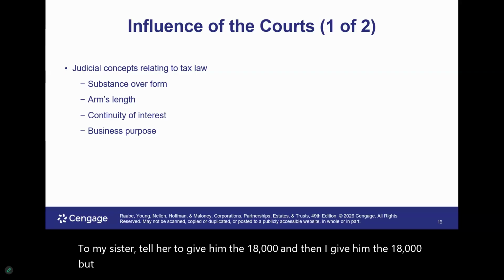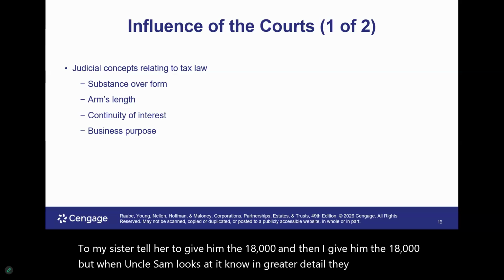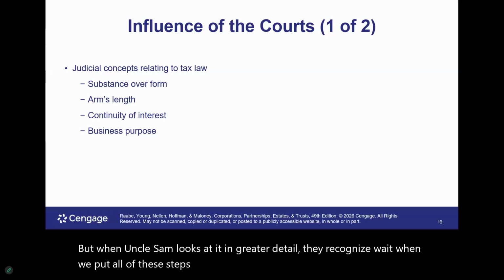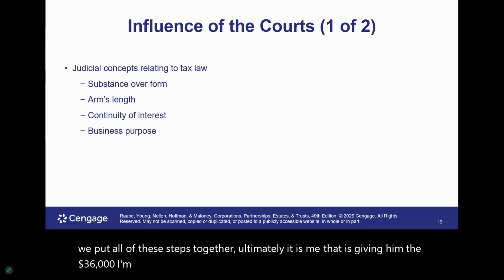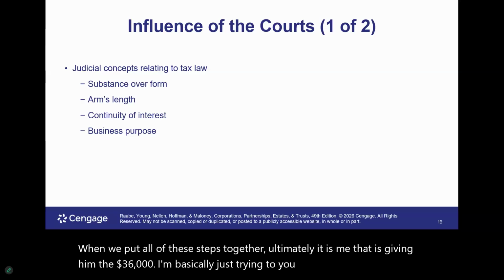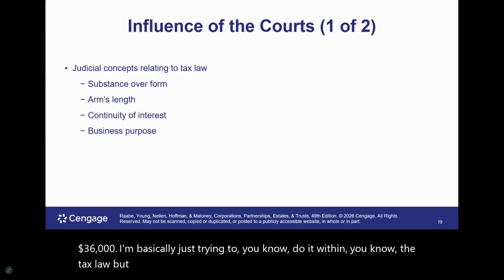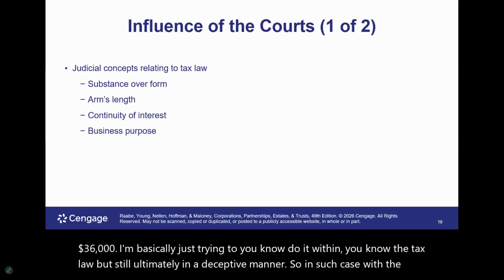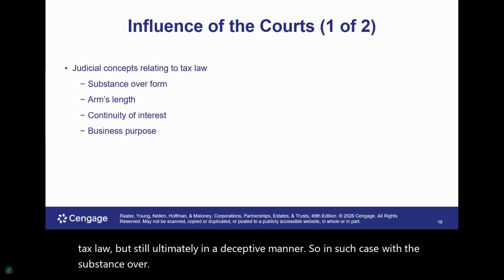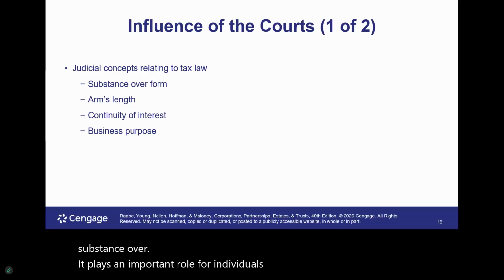But when Uncle Sam looks at it in greater detail, they recognize, wait. When we put all of these steps together, ultimately, it is me that is giving him the $36,000. I'm basically just trying to do it within the tax law, but still ultimately in a deceptive manner. So in such a case, the substance over form concept plays an important role for individuals, but definitely for corporations.